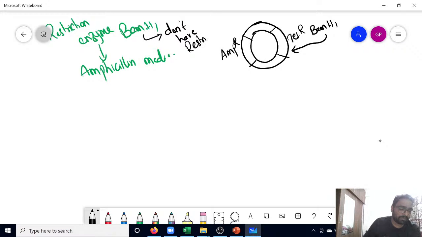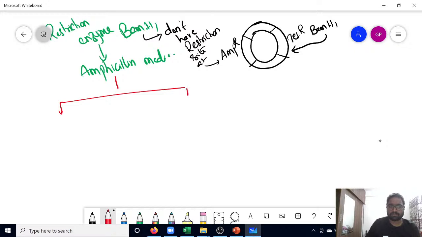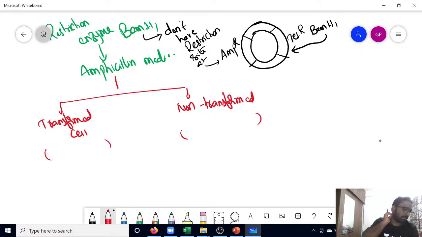do not have restriction site at AMPR, right? So now tell me here, you have to grow in which media now? Ampicillin media. Then you'll get two cases, transformed cells and non-transformed cells. Now tell me here, transformed cell it will grow, non-transformed cells don't grow. What is it? Tell me guys.